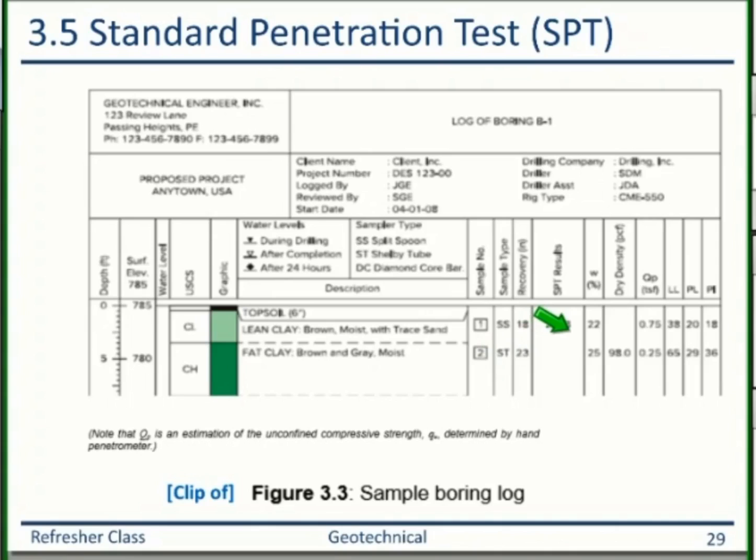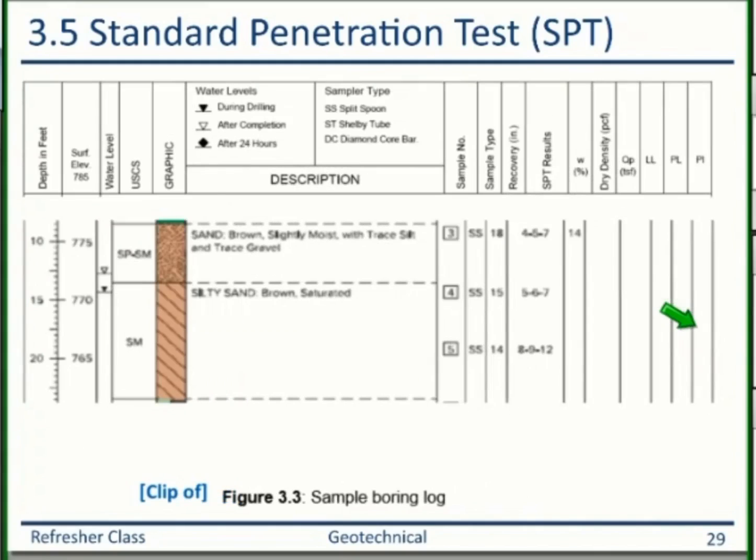These are your blow count numbers, and these are the values determined in the lab: moisture content, dry unit weight, and this is your unconfined compressive strength, Q sub P, right? Unconfined compressive strength in terms of TSF. In this particular boring log, it could be KSF, it could be TSF, but here it is given in TSF, and these are the liquid limit, plastic limit, and PI values determined in the lab.